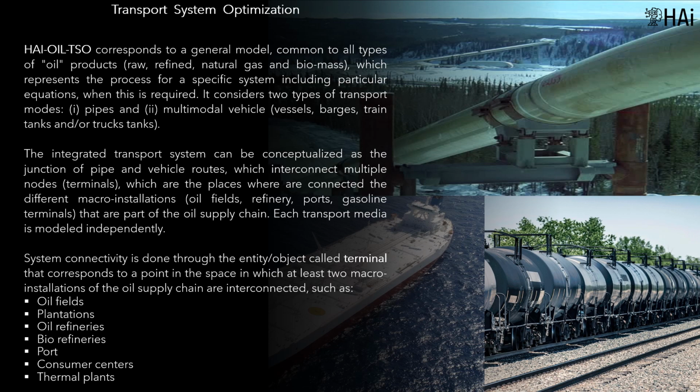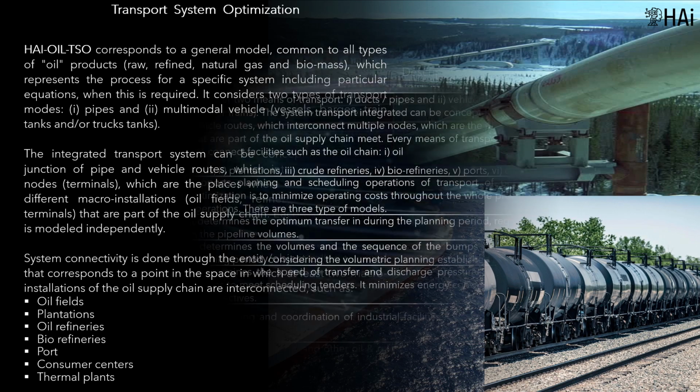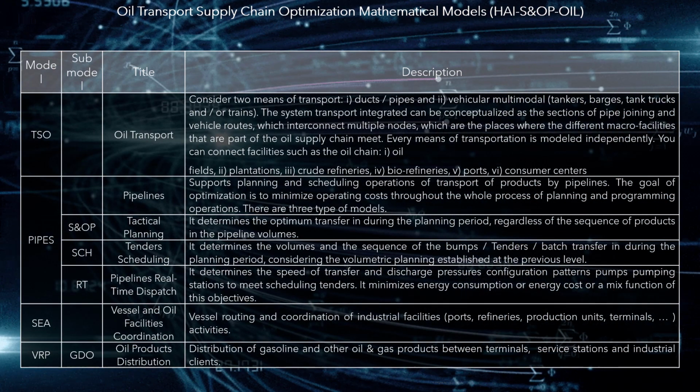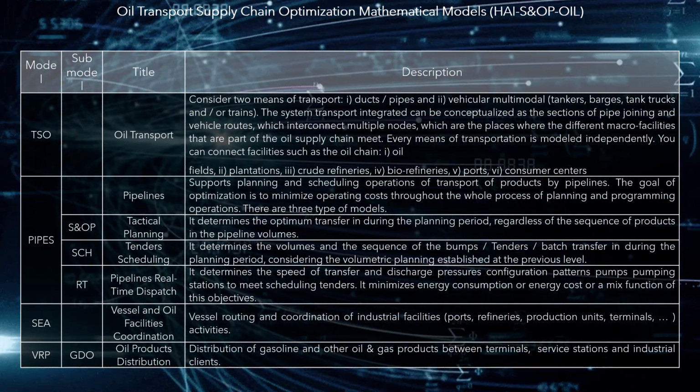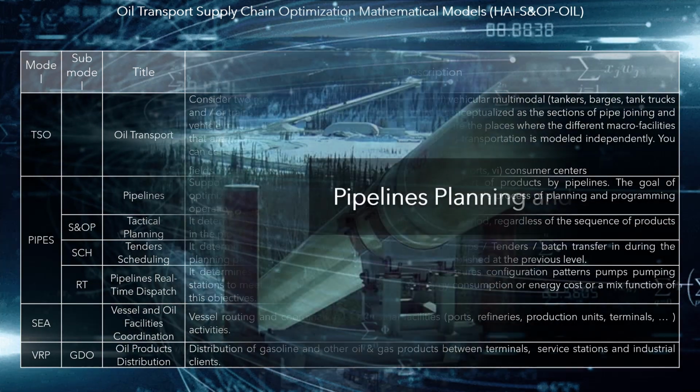System connectivity is done through the terminal, a node, that corresponds to a point in space in which at least 2 installations are interconnected, such as oil fields, plantations, oil refineries, biorefineries, ports, consumer centers, and thermal plants. The table presents a summary of the oil transport mathematical models developed by HI.